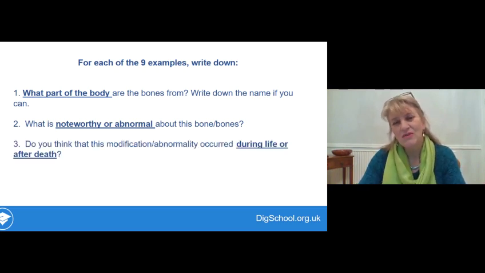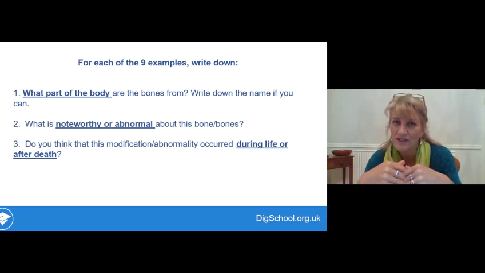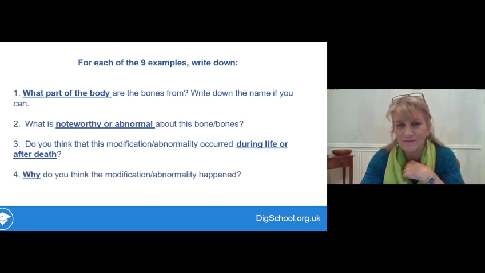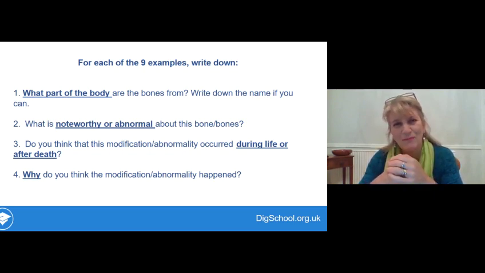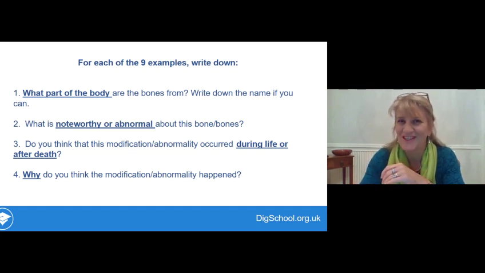Say also whether you think that modification, that abnormality, whatever makes it a bit strange, occurred during somebody's lifetime or after they were dead. And then say why you think that modification or that abnormality happened. Again, you'll be able to pick up the answers to this from the analyses I give you once you've had a chance to think for yourselves.